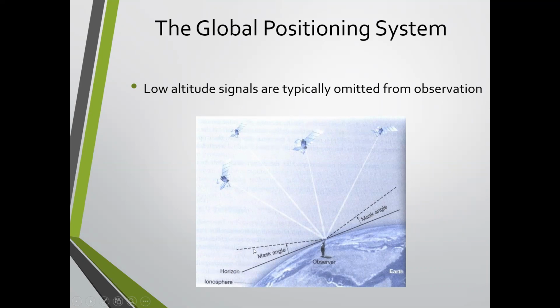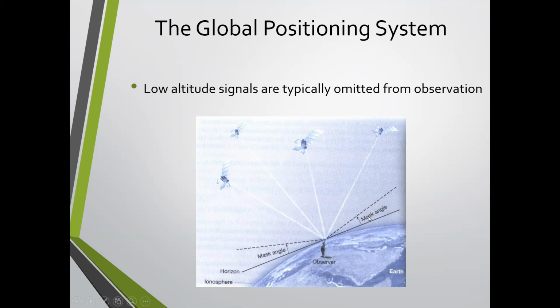So what a lot of people do, and most of your receivers or your controllers anyway, have what's called a mask that you can place in it. It's a mask angle. So if this is the true horizon, you put a mask angle, and correct me if I'm wrong, I think most people use about 15 degrees, something like that.